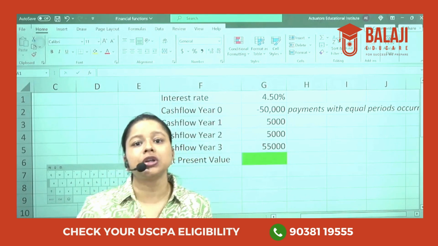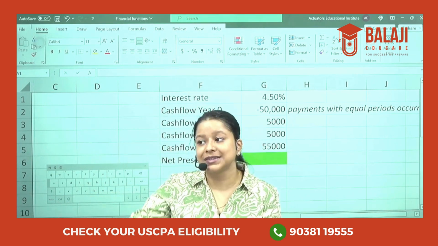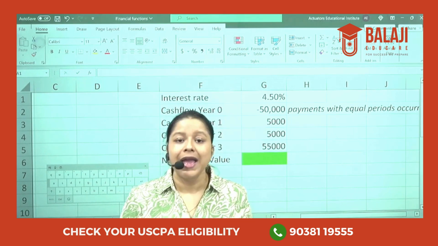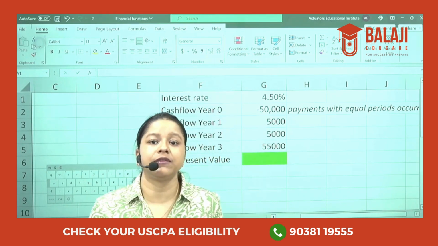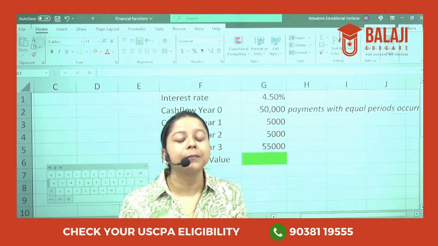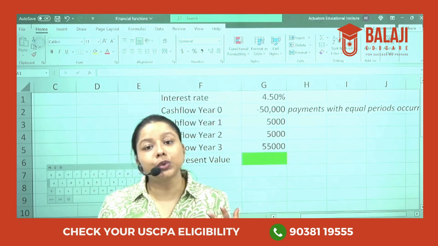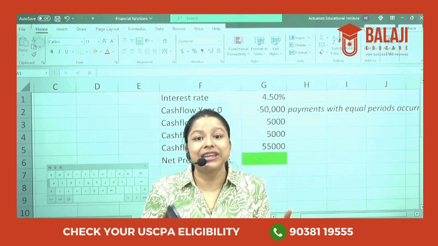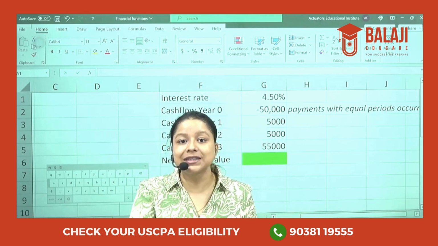There is an initial outgo that you are making. I'm investing, let's suppose, 10 lakhs in a project. Every month or every year or every quarter, I will be receiving some investment return, right? After a few years, I need to calculate what is my NPV, which is the net present value.